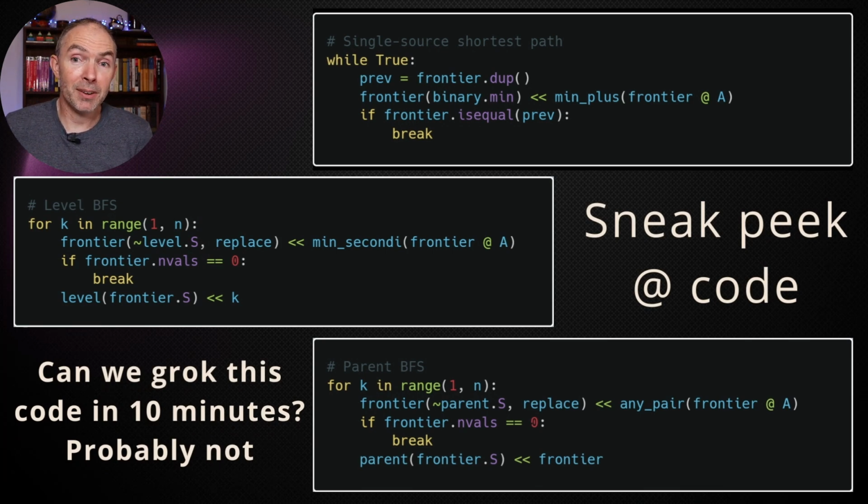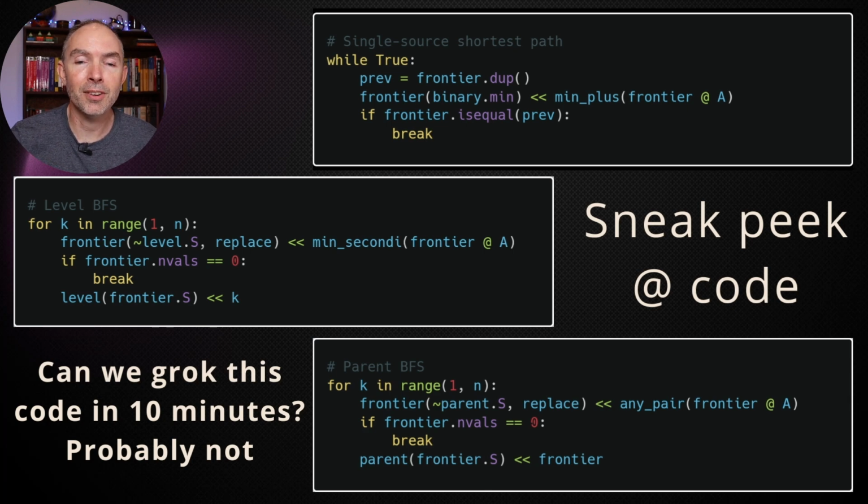This is a talk at a Python conference, so let's look at some Python code. This shows the core of three algorithms: single source shortest path, and two variants of breadth first search, one that returns levels and one that returns parents. So please don't panic. I don't expect you to understand this yet, but I do want to point out a few things as you're looking through the code.